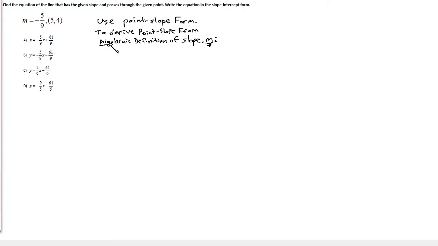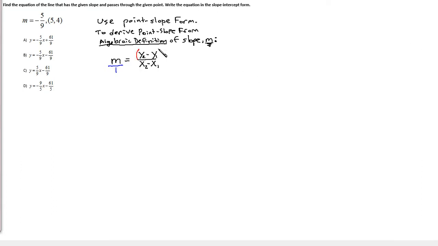So if this looks familiar, the algebraic definition of slope, m equals, I've heard it said as wine glasses over picnic table, y2 minus y1 over x2 minus x1. Well, this is the definition of slope, but what we're trying to derive is point slope form. If we make this m over 1, now that it looks like a proportion, we're allowed to set cross products equal.